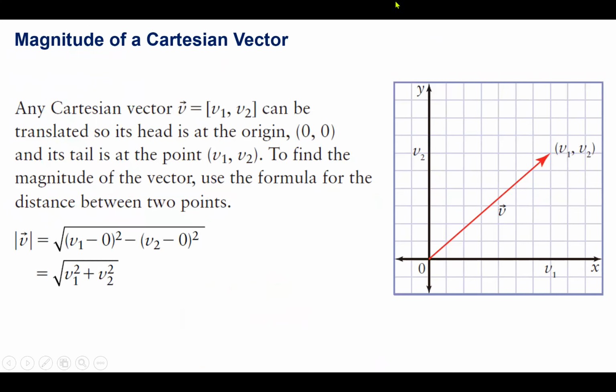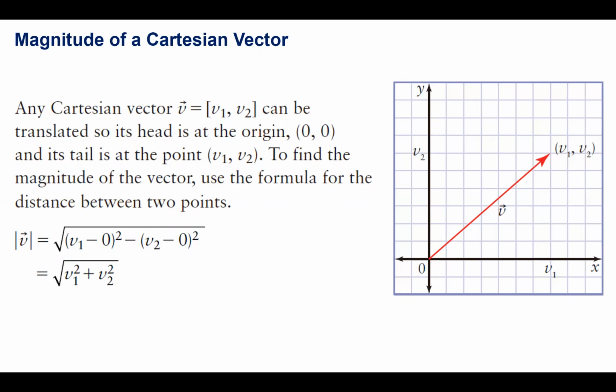All right, then next, let's have a look at how we can find the magnitude of a Cartesian vector. Any Cartesian vector, vector U equals V1, V2. Note that V1, V2 are the two components along the horizontal and vertical axis. It can be translated so its tail is at the origin 0, 0 and its head is at some point V1, V2, right?